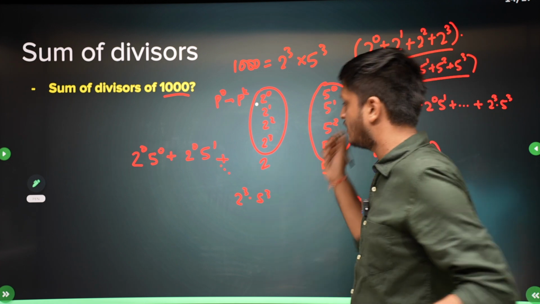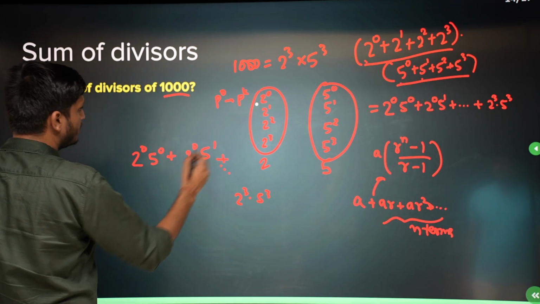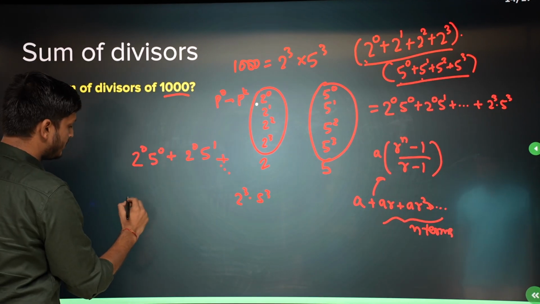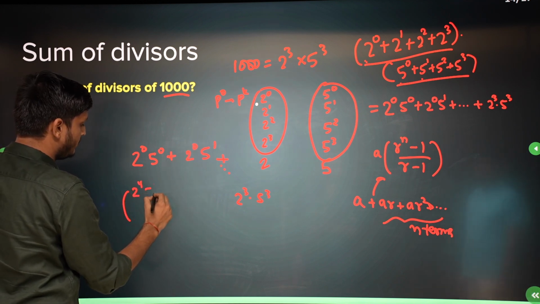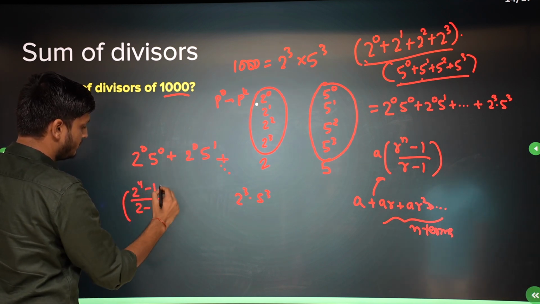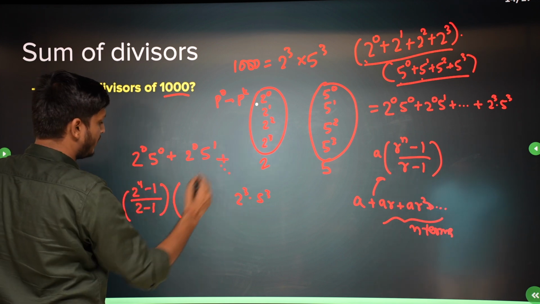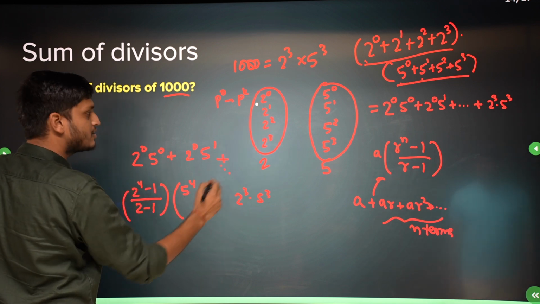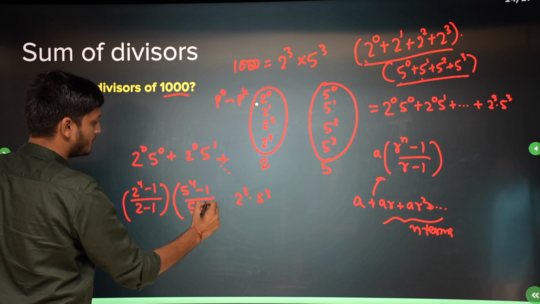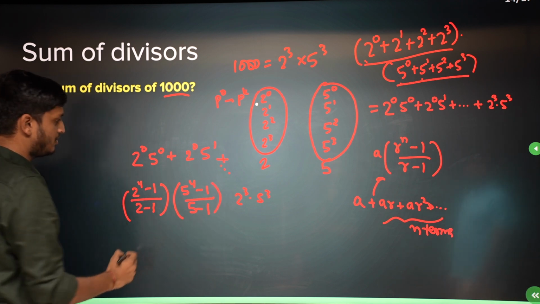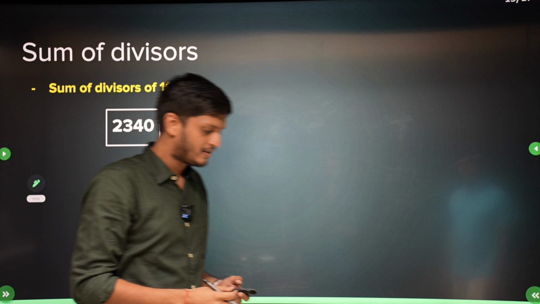So if you do it for 1000, it is simple now. Let's apply it for 2. A is 1, r is 2 here, so 2 to the power 4 minus 1 upon r minus 1, and multiplied by the same for 5: r to the power n, we have 4 elements, minus 1 upon r minus 1. You just calculate this, it will come out to be 2340.